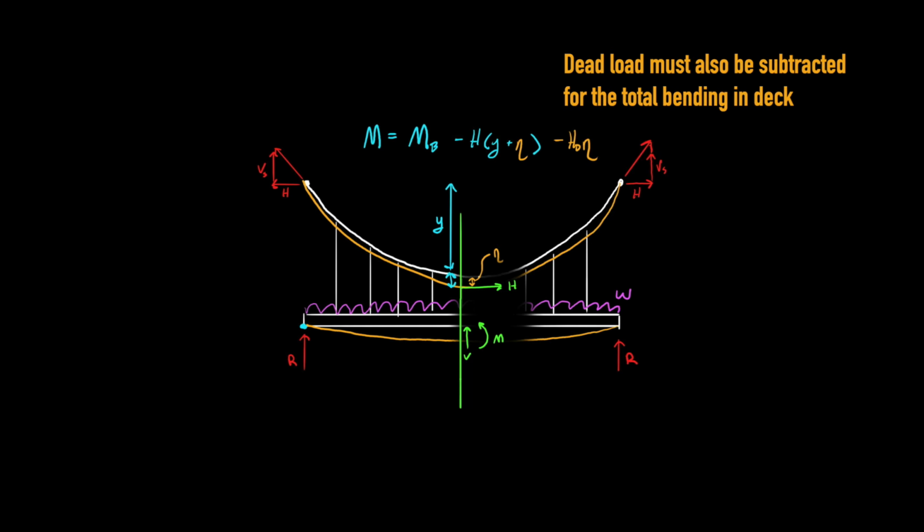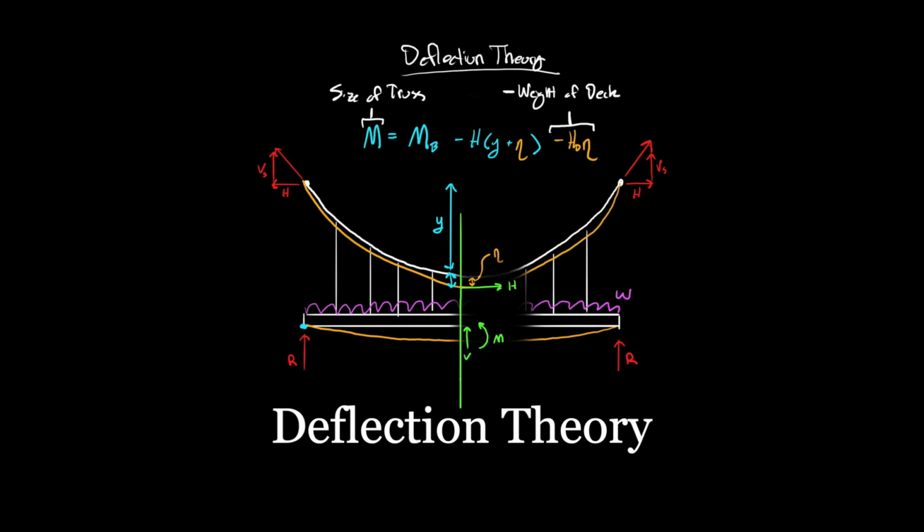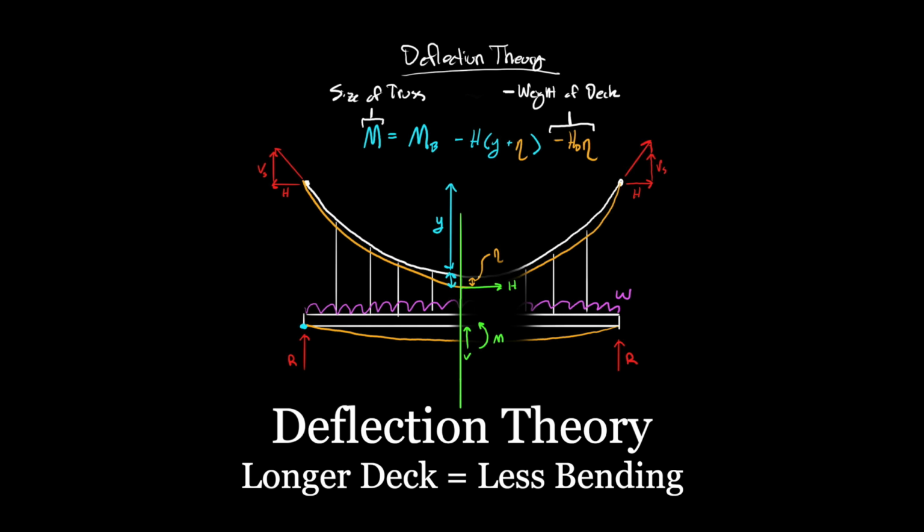And so this brings us to our deflection theory equation, where we take our elastic theory equation, we subtract out H times eta, and then we also subtract out Hd times eta. And it's this equation that sets up the relationship where the size of the truss, which is dependent on the bending moment in the deck, can be decreased if the weight of the deck is increased, because we have that Hd increasing. That means the longer, heavier bridge deck we have, the smaller truss we'll actually need on the deck.